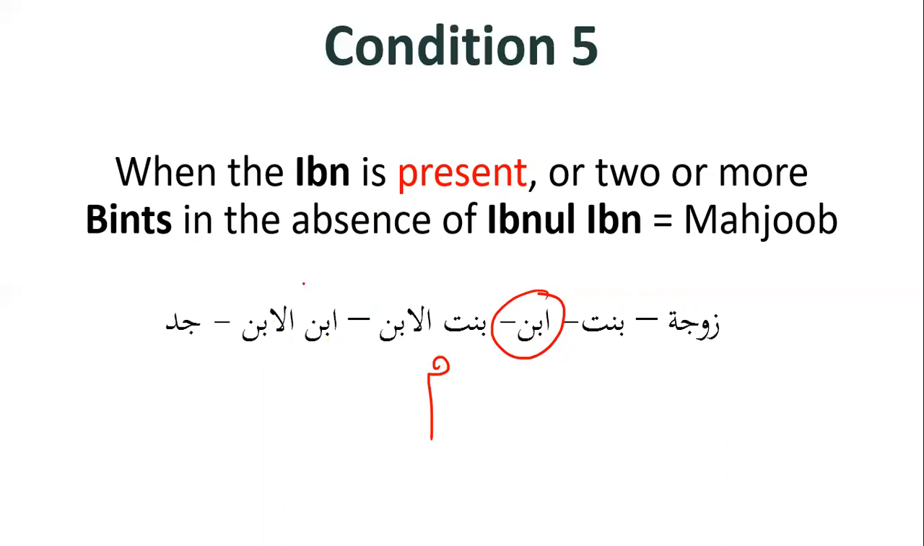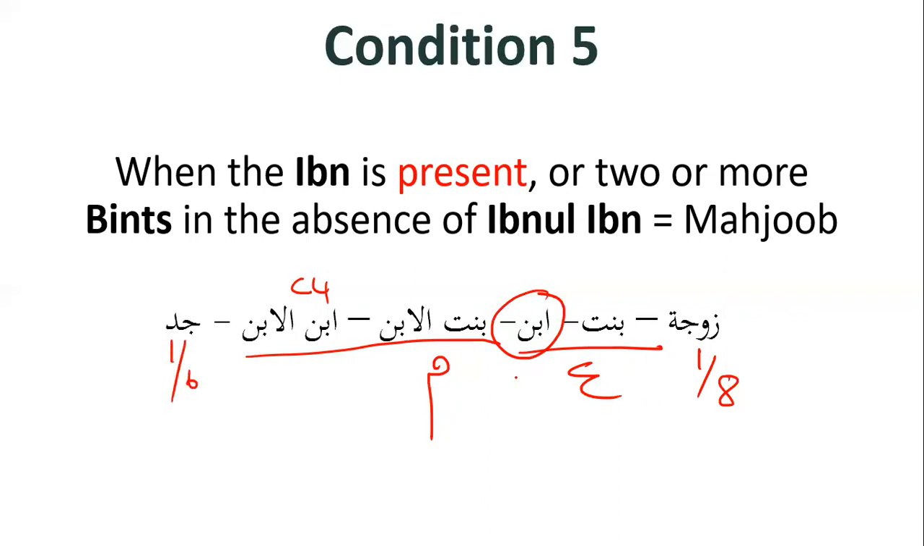We won't say, in condition number 4, we learned that if there's an Ibn present, they must get Asaba together. No, we ignore that. Now that we can see that Ibn is here, we draw a line and make the Bintul Ibn and Ibn mahjub. The Zawja will receive 1/8. Bint Ibn together will become Asaba. And Jad will receive 1/6.